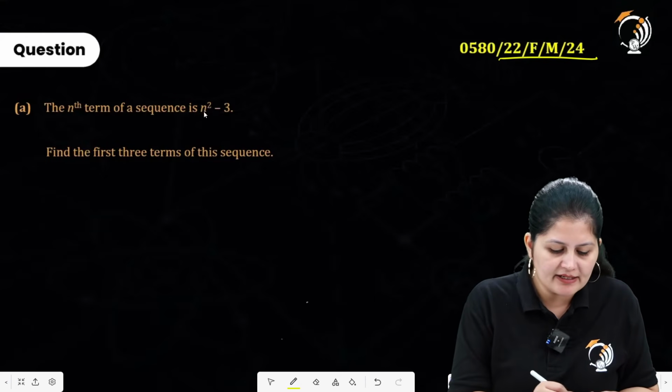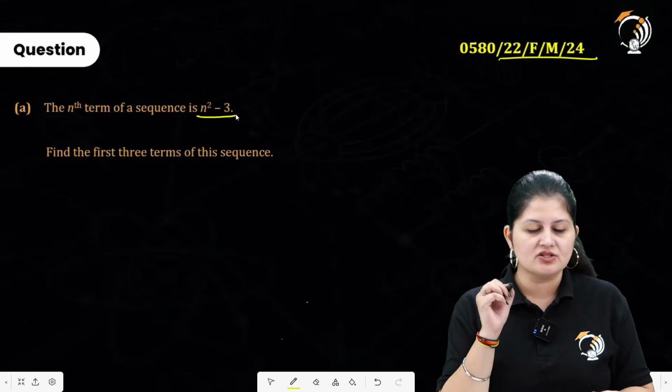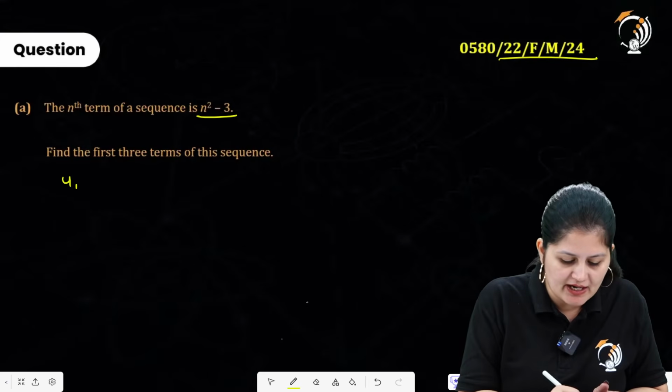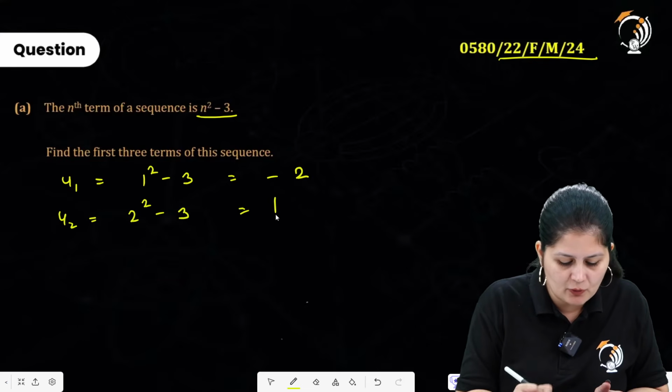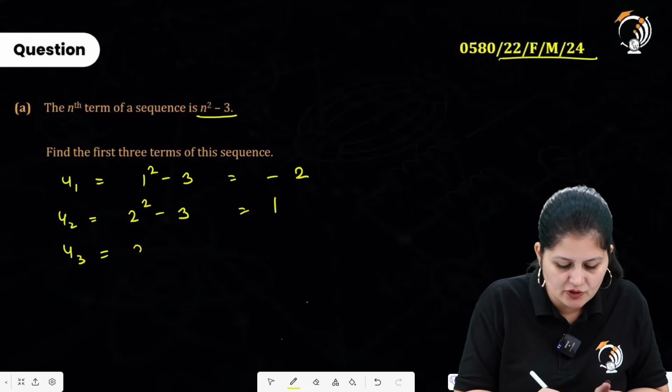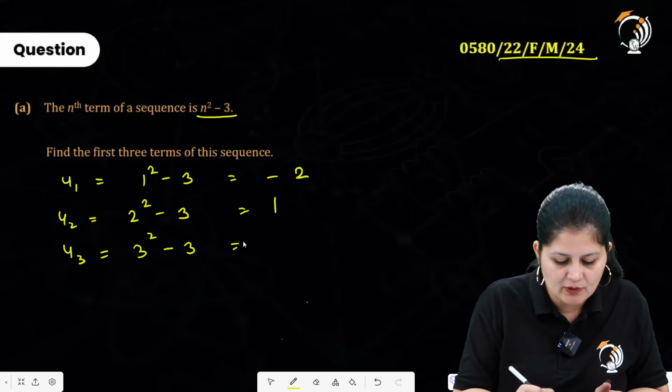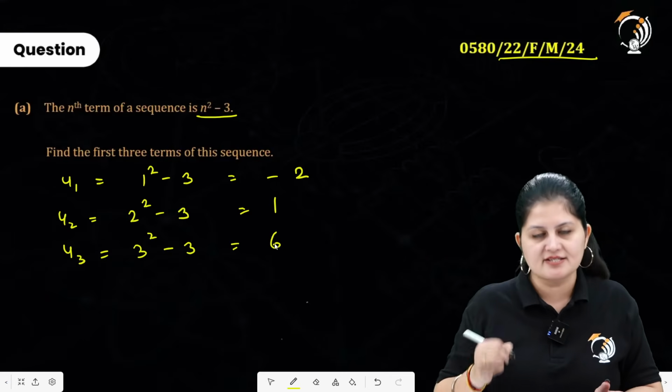2-2. The nth term of the sequence is n square minus 3. Find the first three terms, right? So, u1 is equal to 1 square minus 3, which is equal to -2. If I talk about the value of u2, it is 2 square minus 3, which is equal to 1. The third term is going to be 3 square minus 3, which is equal to 9 minus 3, that is nothing but 6.